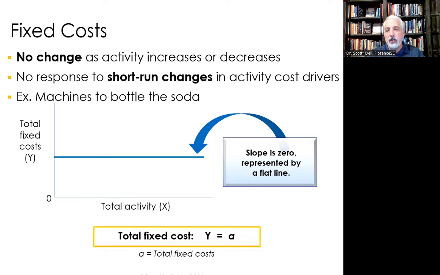So we've got a machine to bottle the soda. If we're bottling 1 bottle of soda or 10,000 cases of soda, we still need a machine to do the bottling.